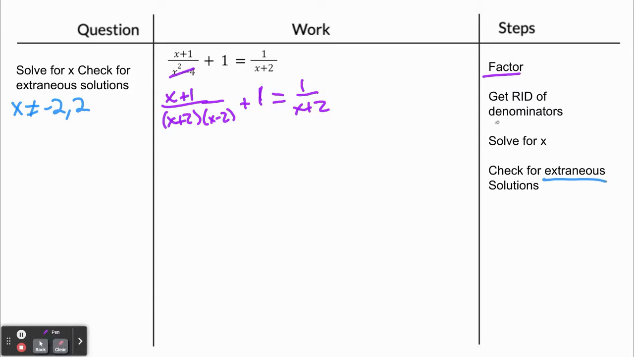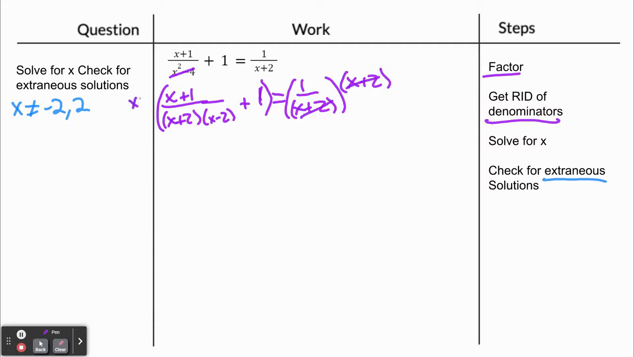So next up, we've got to get rid of the denominators. In this case, it looks like I have denominators of x plus 2 and x minus 2. I'm going to start by getting rid of x plus 2 because I see it on both sides here. So I'm going to multiply both sides of the equation by x plus 2. It's simple on the right side because it just cancels out.